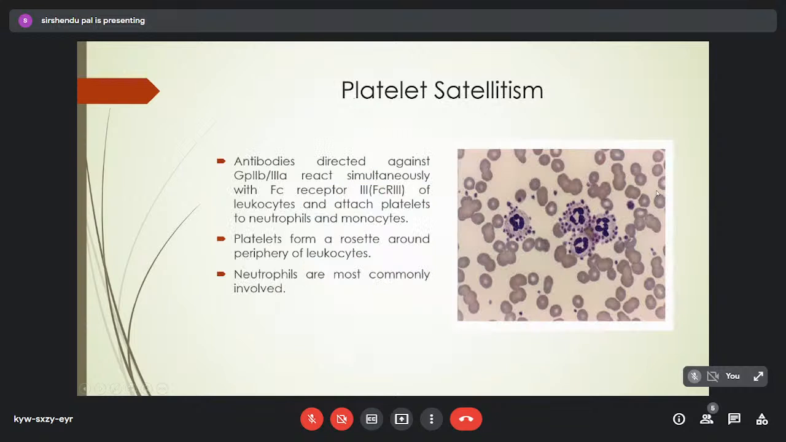Now coming to platelet satellitism, antibodies directed against GP2B3A react simultaneously with the Fc receptor 3 of the leukocytes, especially of the neutrophils and monocytes, and the platelets form a rosette around these neutrophils and monocytes.